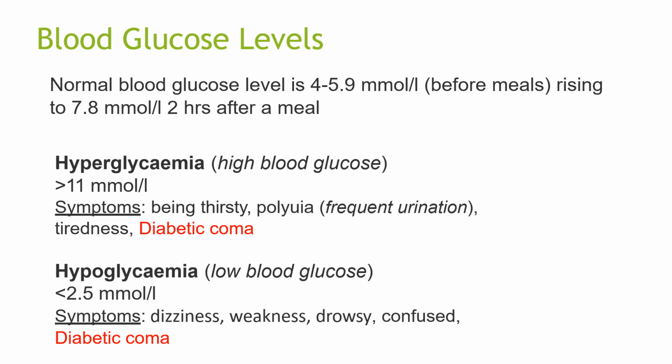Blood glucose levels: normal blood glucose is 4.4 to 5.9 millimolar before meals, rising to 7.8 millimolar per liter 2 hours after a meal. As I said before, hyper means high and hypo means low. So hyperglycemia is high blood glucose, and the symptoms are being thirsty, polyuria, which is frequent urination, tiredness, and diabetic coma. And for hypoglycemia, it is dizziness, weakness, drowsiness, confusion, and diabetic coma.